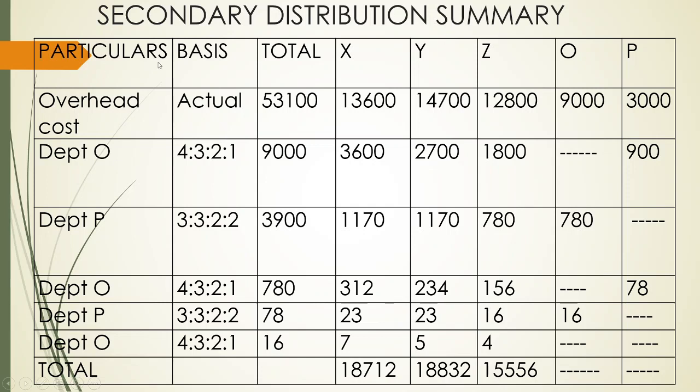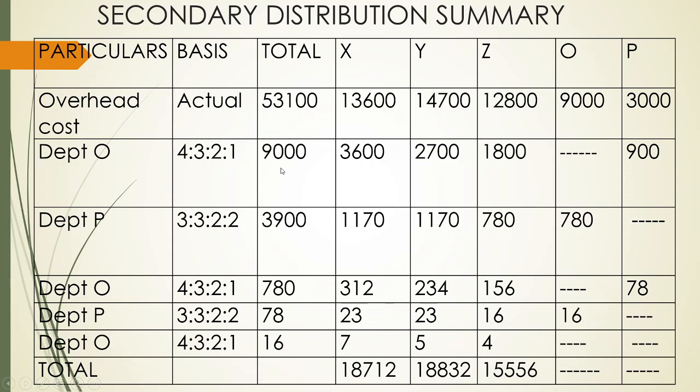So this is the secondary distribution summary. The columns are particulars, basis, total, X, Y, Z, O and P. Overhead cost as per primary distribution: X department 13,600, Y department 14,700, Z department 12,800, O department 9,000, P department 3,000. Now, what we have to do here is to take the overheads of O department, that is rupees 9,000, and distribute it to the production departments X, Y, Z and the service department P in the ratio of 4:3:2:1. So next we write department O. The basis is 4:3:2:1. The total is 4 plus 3 plus 2 plus 1, 10. So the amount is 9,000.